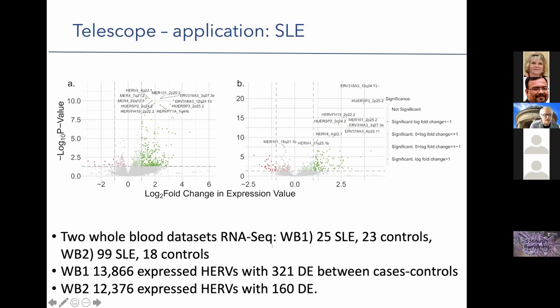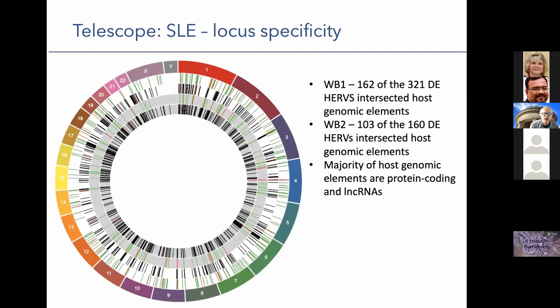Now, we had 2 whole blood cell data sets that we looked at. Over 13,000 expressed HERVs, 321 of which are differentially expressed between the cases and controls. And because again it's RNA-seq data, we can also look at what's going on with the host genomics and look at differential gene expression of the host genes. So we can map those in terms of chromosomal locations and look at the physical association of the HERVs that we're identifying with the host genes. So we can start making inferences, or at least predictions, about what genes these HERVs might be impacting in terms of their expression.